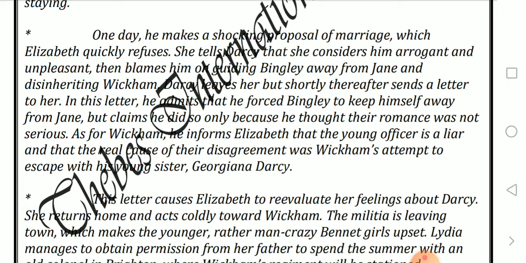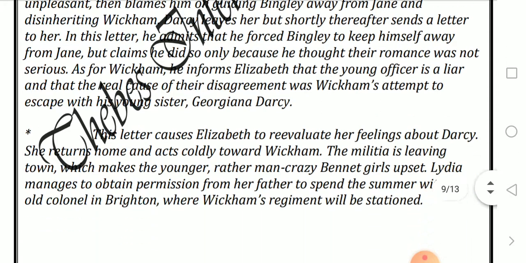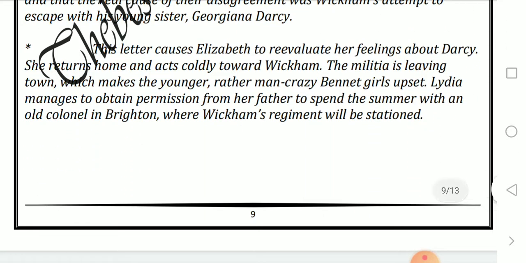As for Wickham, he informs Elizabeth that the young officer is a liar and that the real cause of their disagreement was Wickham's attempt to elope with his young sister Georgiana Darcy. This letter causes Elizabeth to re-evaluate her feelings about Darcy. She returns home and acts coldly toward Wickham.